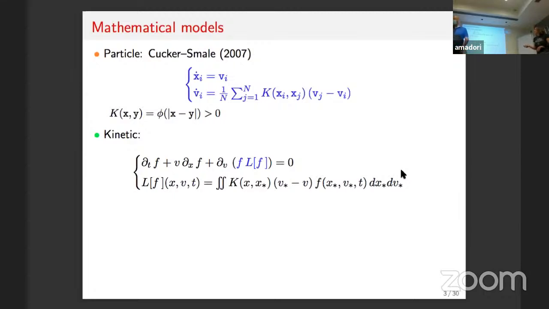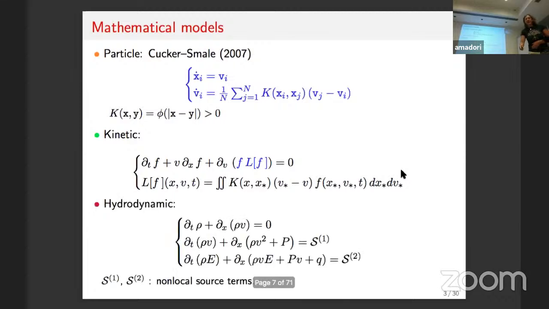Okay, so in this kinetic equation, we have this non-local interaction term, which contains the communication rate k, depending on x and x star. So we have this unknown, which is a function f, depending on x, v, and e, which is a non-negative function. Okay, so this is a kinetic description of the Cucker-Smale model.